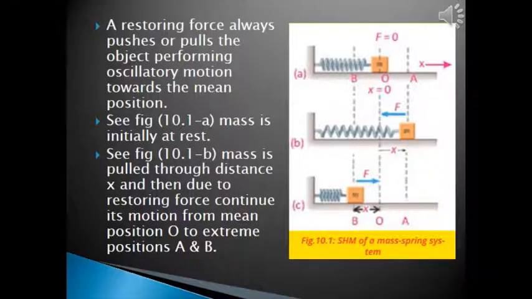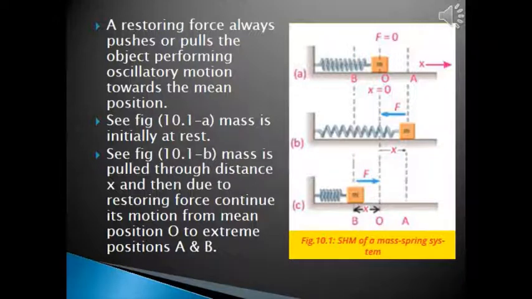A body continues its vibration from the mean position to an extreme position, then to another extreme, and then back to its mean position. It is always due to a restoring force. Restoring force means a force which restores the original position. It means the body has started its motion from point O, then due to restoring force, it will move back and come to rest at mean position O. A restoring force always pushes or pulls the object performing oscillatory motion towards the mean position. In simple words, see figure 10.1a.